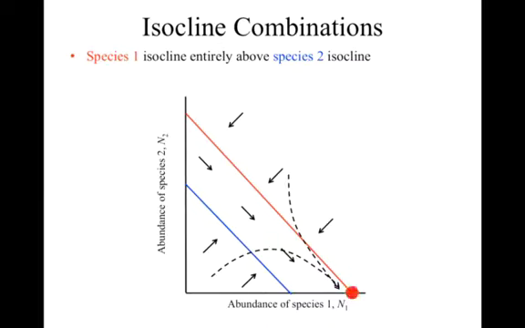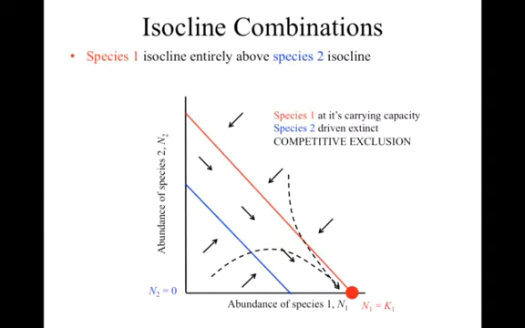And so ultimately that leads me to this point, which is where the species 1 isocline intersects the species 1 axis. And of course, that happens where the species 1 population is at its carrying capacity. And where is the species 2 population? Well, the species 2 population is at 0. So in this case, we have species 1 at its carrying capacity, and species 2 is driven extinct. So again, we have competitive exclusion. But in this case, species 1 outcompeted species 2. We have all species 1 and no species 2.